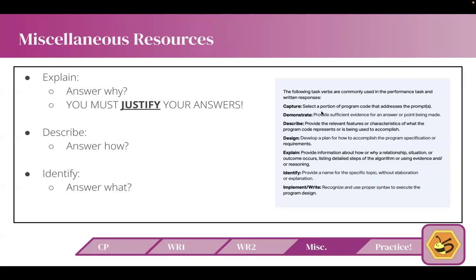As far as the action verbs that you could be asked, the three that are most confusing for people are explain, describe, and identify. This is quite literally just why, how, and what. If you can answer what the answer is, you just identify it. If you need to describe how something works, that's actually what we're going to be doing next. And explain is answer why with justification. If they ask you to explain something, you have to justify it from information in your code.